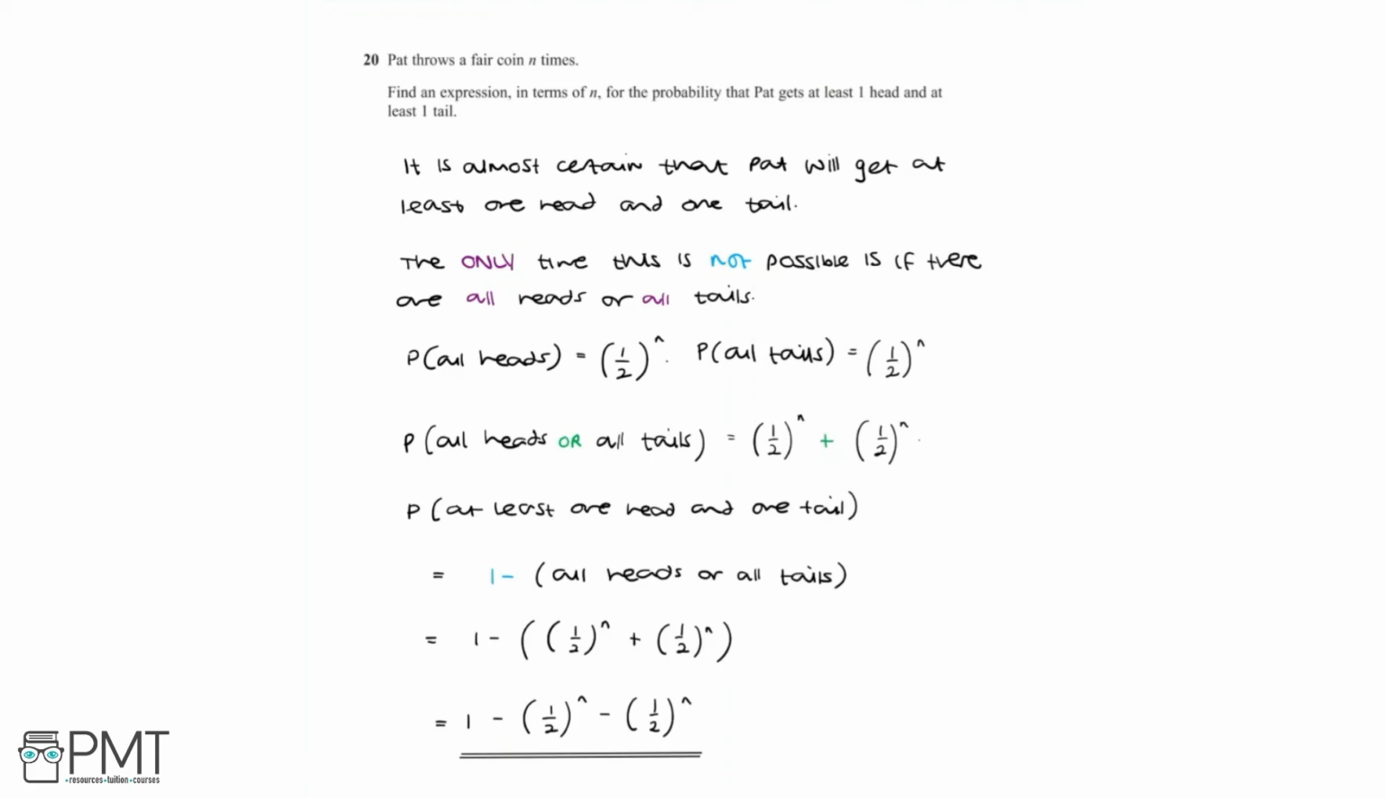This question is worth 2 marks. We get the first mark for finding the probability of getting all heads or all tails, which is equal to 1/2 to the power of n plus 1/2 to the power of n.